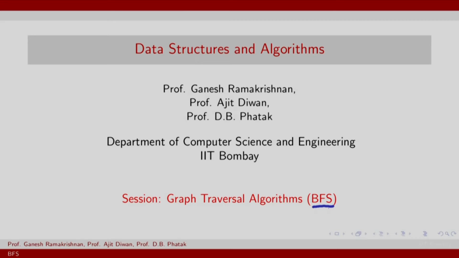We have already discussed graphs and different data structure representations for graphs. How do you traverse such graphs? How do you enumerate the vertices and edges of these graphs in a non-redundant and useful manner? Today we will discuss one such useful algorithm for graph traversal, which is BFS or breadth first search.